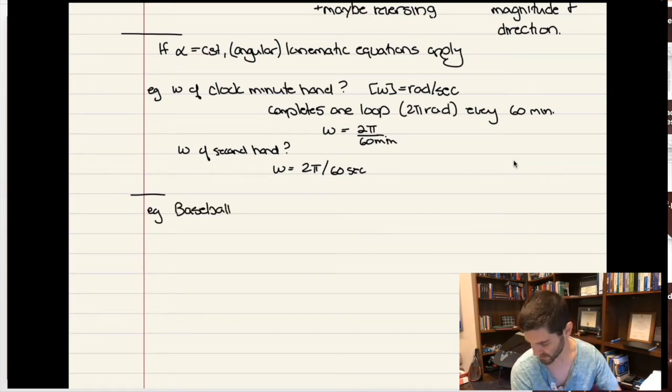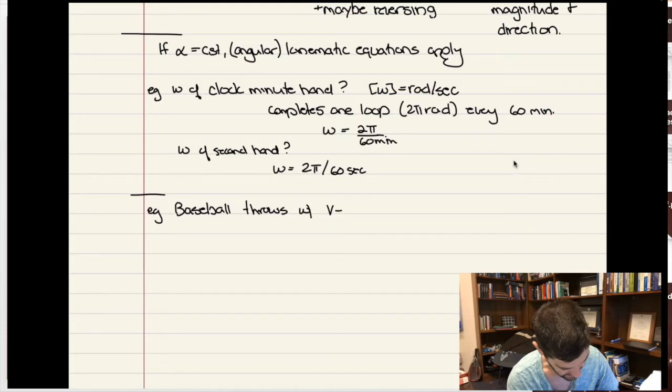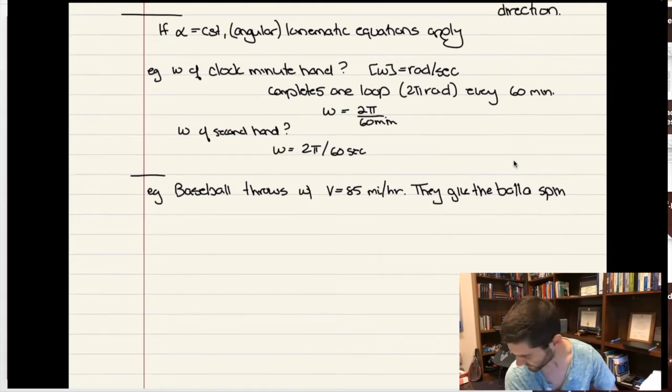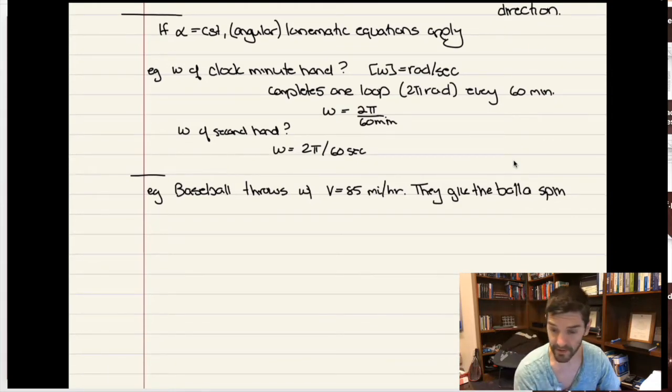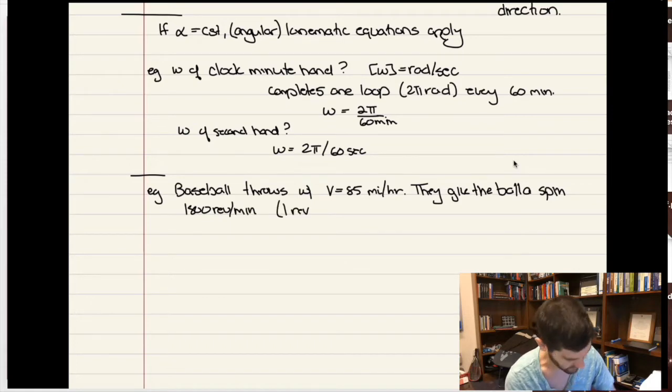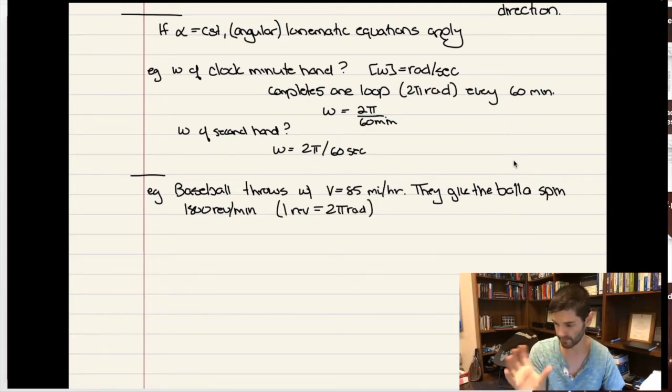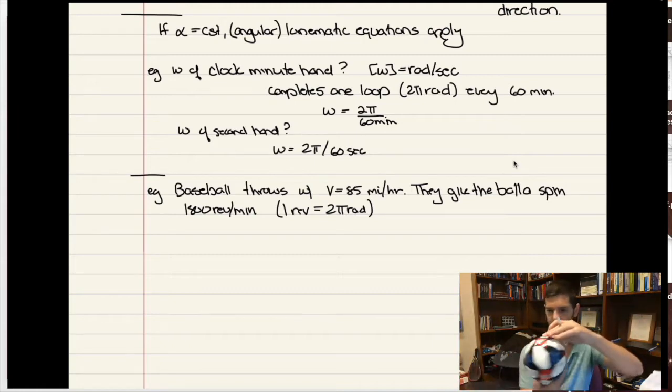Suppose a pitcher in a baseball game throws a ball with a velocity of 85 miles per hour. They give the ball a spin. This is based off some problem in the book, so I apologize, I forget which one. They give the ball a spin of 1,800 revolutions per minute, where one revolution is, of course, 2 pi radians, one full rotation.